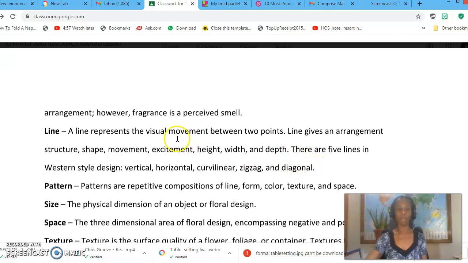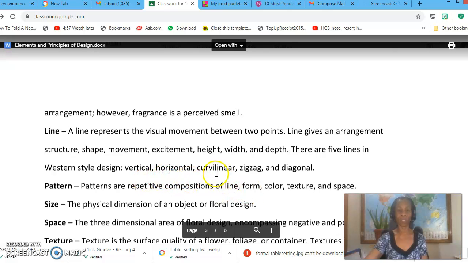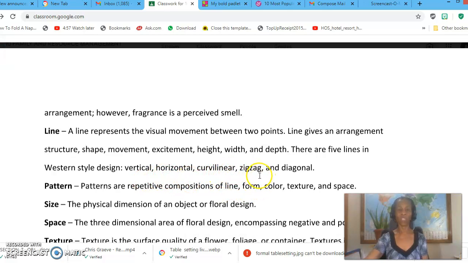And there are five lines in Western line style. So we have vertical, top to bottom, horizontal going across. You have curvilinear, you have zigzag line, and you have diagonal line. Now you all know what those are.